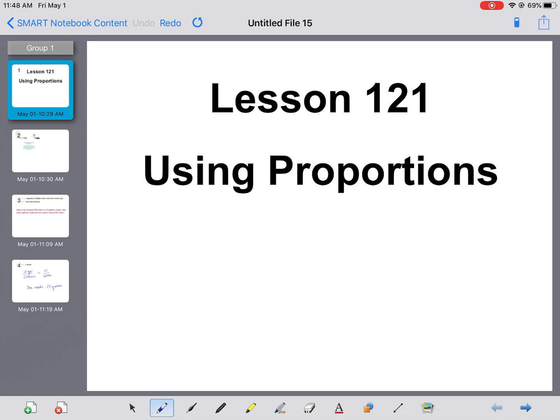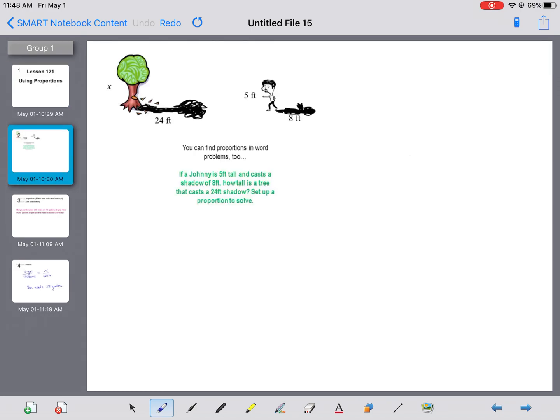Lesson 121, using proportions. For today's lesson, you are going to come across word problems, and you are going to need to use proportions to solve these word problems. So in this video, I'll be going over a couple of examples so that you know exactly what you need to do and how you need to do it.